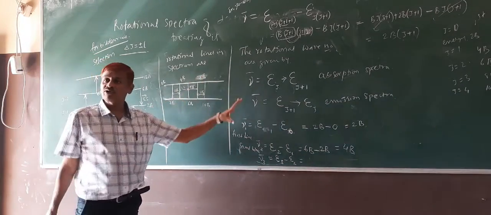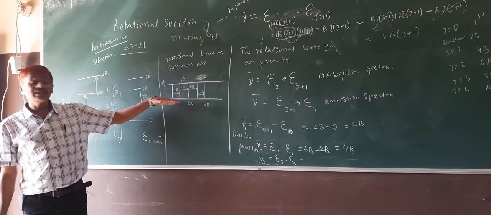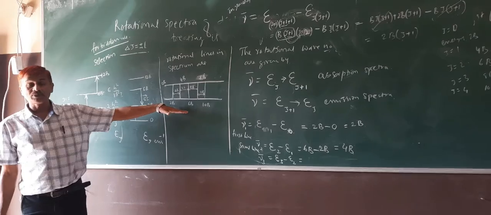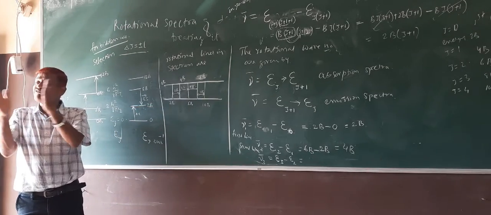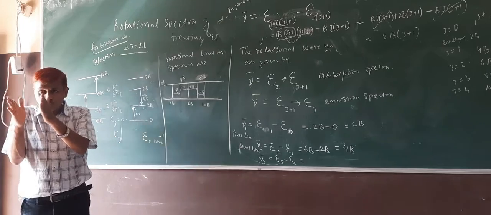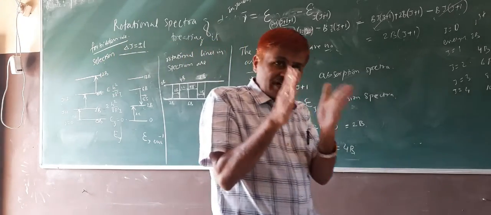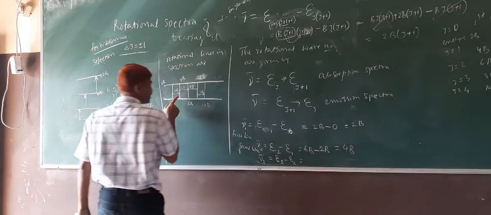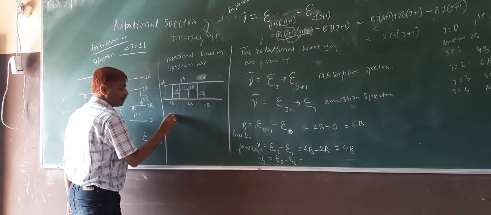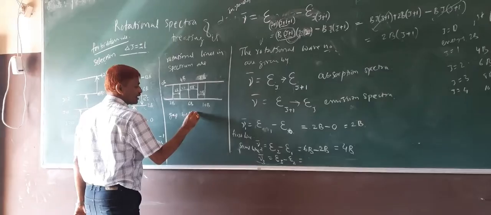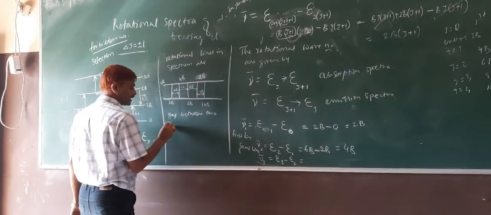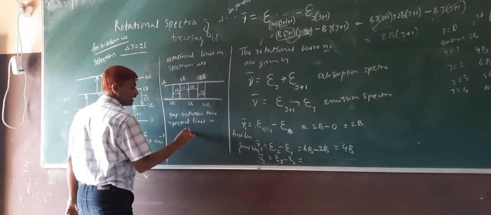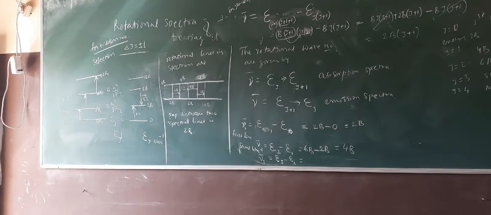Ultimately, what we are seeing out of the light coming, we are getting these lines, right? These lines are the wave numbers. What you have to do is find the difference between the two wave numbers, and that difference is equal to 2b. The difference between the lines, this is the rotational spectra. The gap between two spectral lines is 2b. What is the use of doing this?